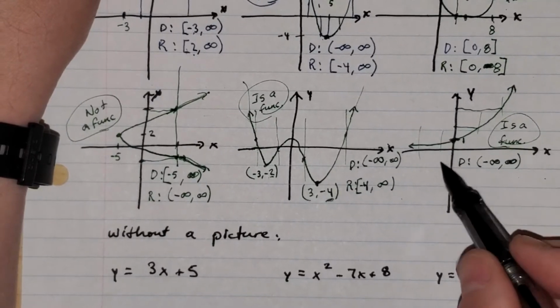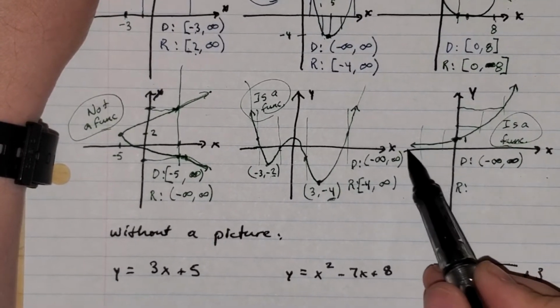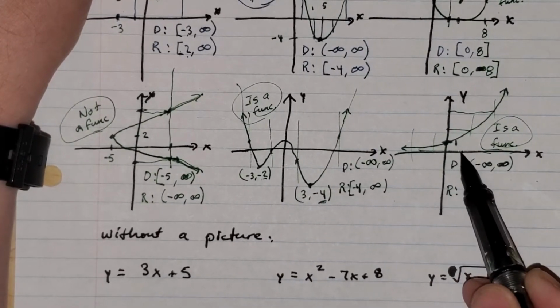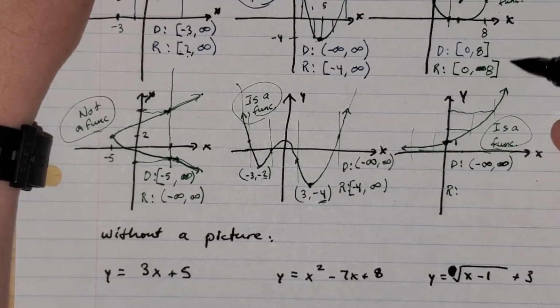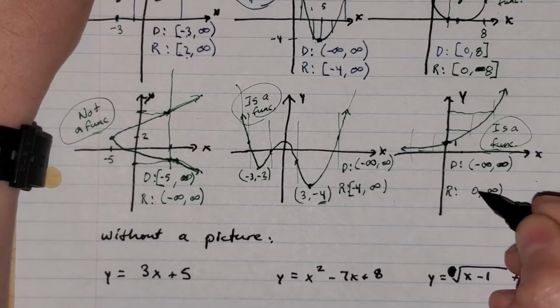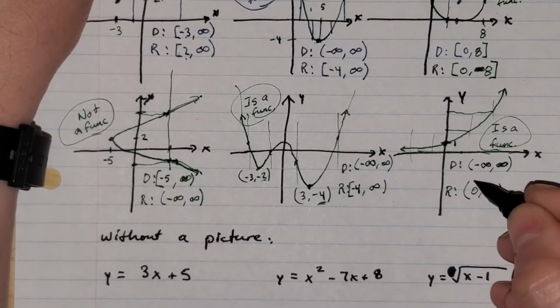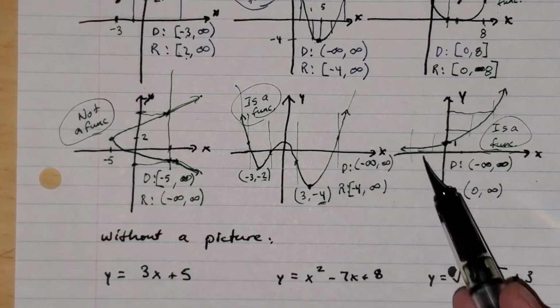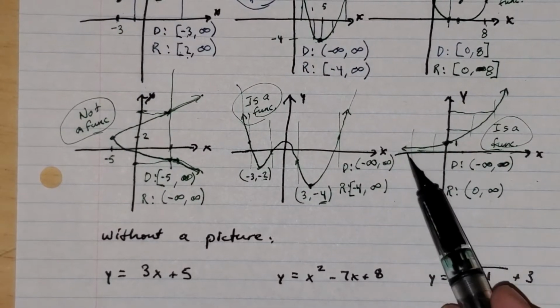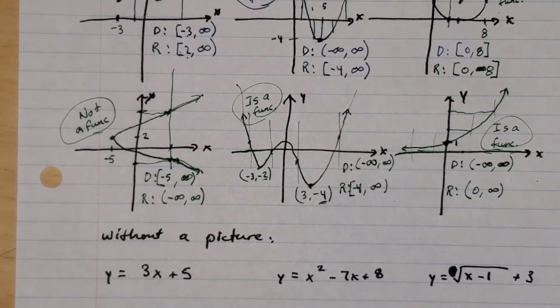All right, what's the range? Well, it almost touches the x-axis, which is 0 in the y direction, and it keeps going up. Okay, so it's going to be 0 to infinity. And we're going to put a parenthesis here, not a bracket. Why? Because it does not touch 0. It almost touches 0. Okay, so this is an asymptotic function. There's a line here that prevents this from touching 0, kind of like cones on a highway.